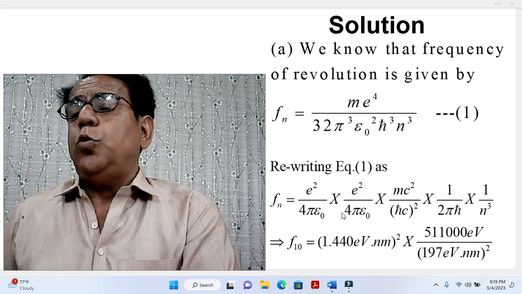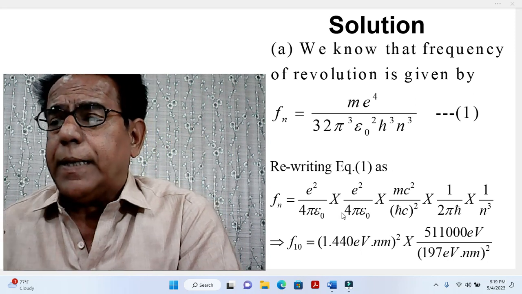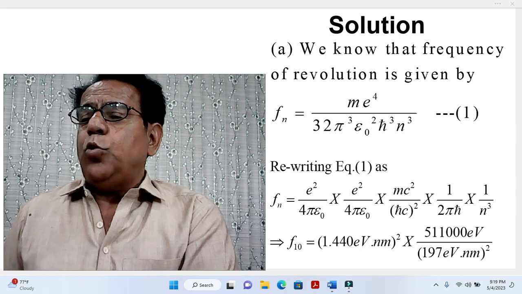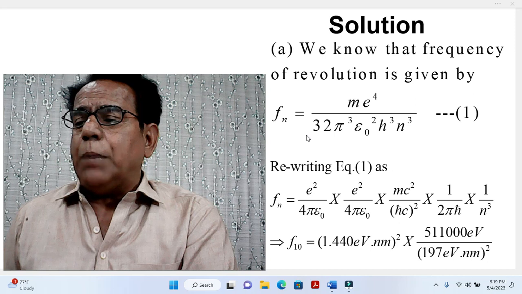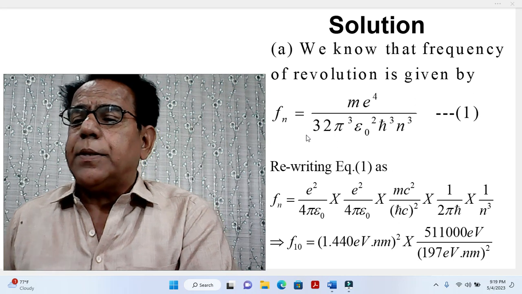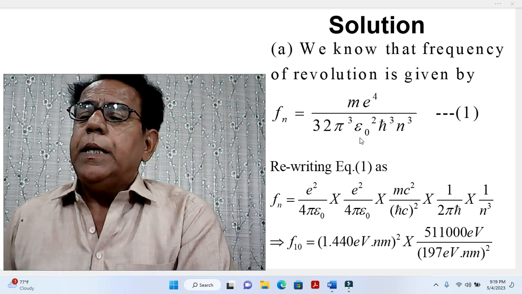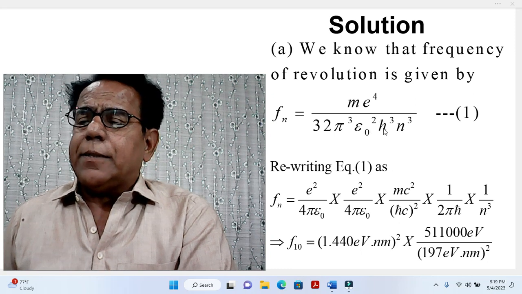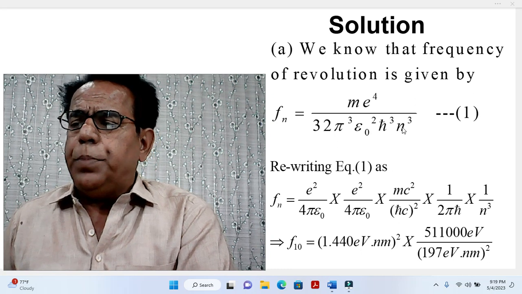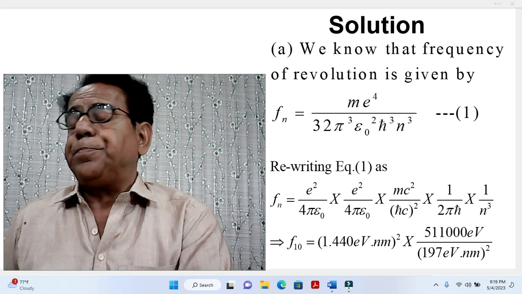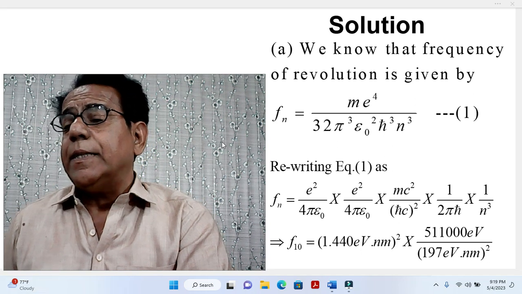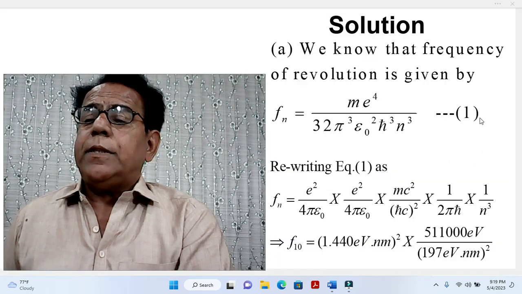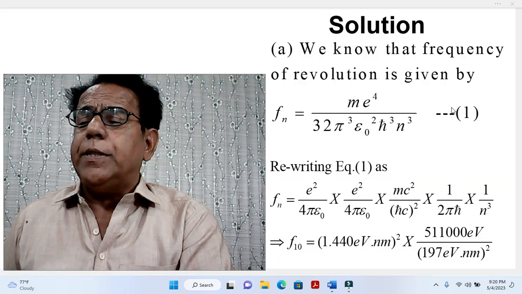Okay, so solution of part A. We know that the frequency of revolution is given by Fn equal to m e^4 over 32 pi cube epsilon naught square h bar cube n cube, equation number 1. What is this? This is just tool number 1. We have just reproduced that tool there.